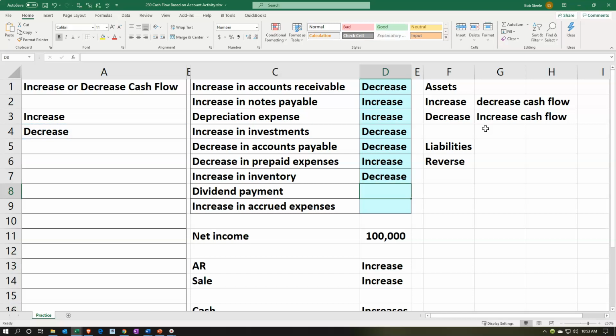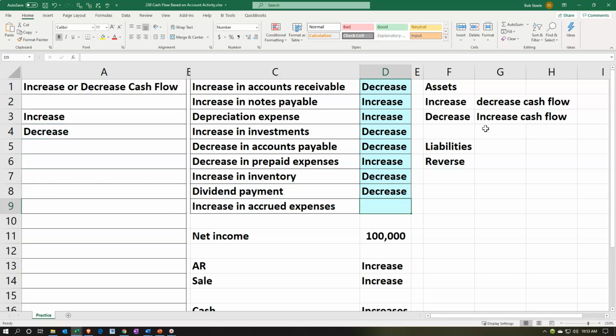And then we have the dividend payment. This one is kind of more straightforward. It's an actual payment, so we know it's a payment that went out. It's in the equity section and represents a payment that went out. So it's going to be a decrease for the cash flow.